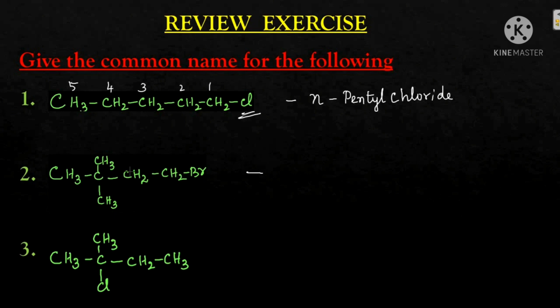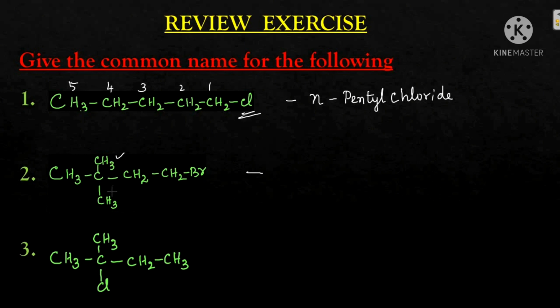See here, check the functional group where it is attached here. Check the number of carbon atoms. 1, 2, 3, 4. This is the longest chain. So longest chain is this here. But check the side chain. See here, 2 methyl groups.